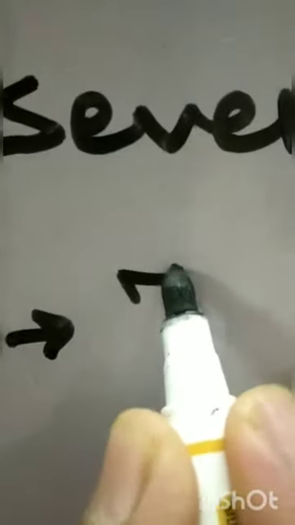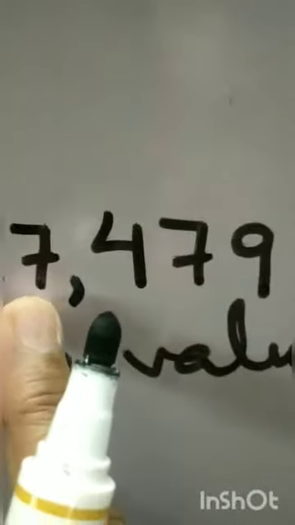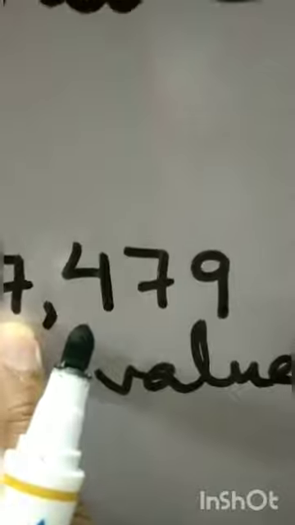Same as we did in question A. The place value of first 7 is, see, it is in the thousands place, so 7,000. Place value will be 7,000.